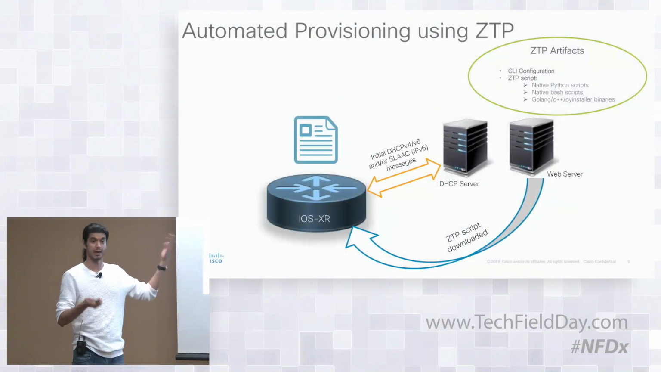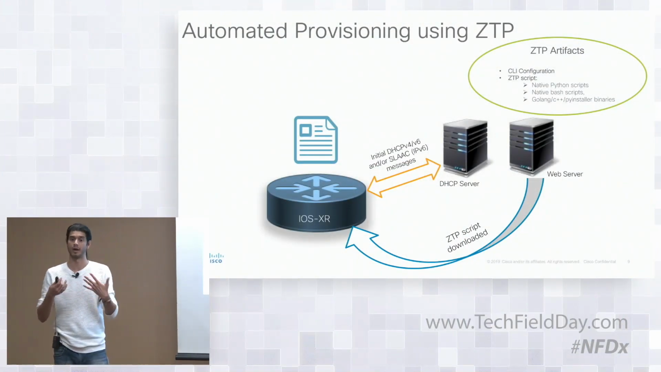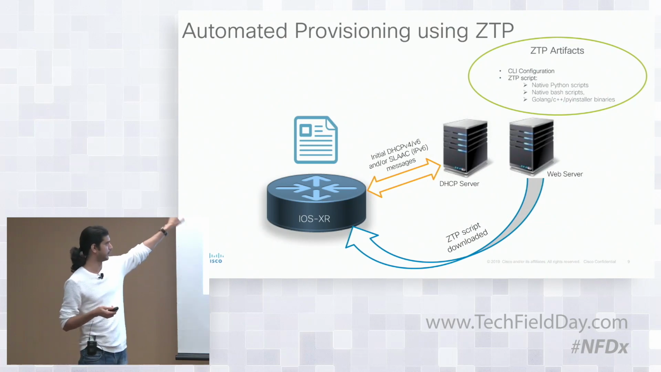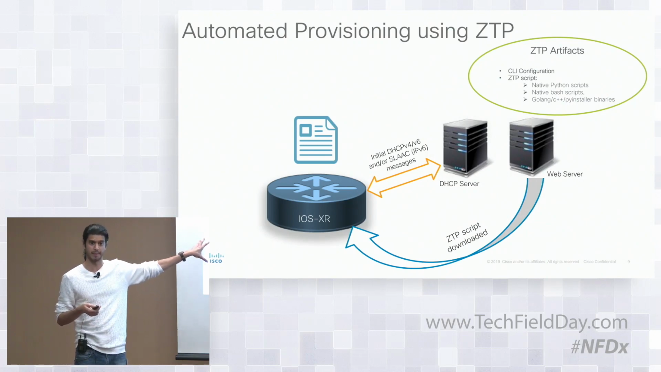So both data ports, that is production ports, as well as management ports, are supported as part of the workflow. And in much the same way, once it's able to again get an option 67 indicating where that particular script or config is, it is then able to download it and make sure that it starts executing it.